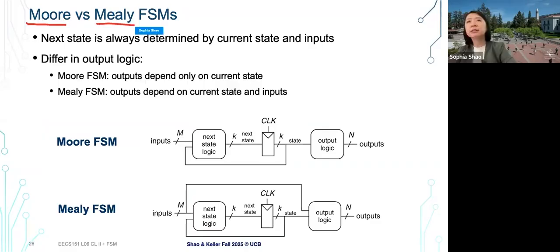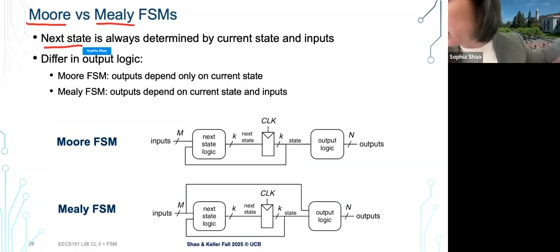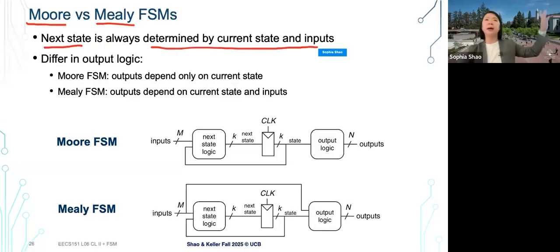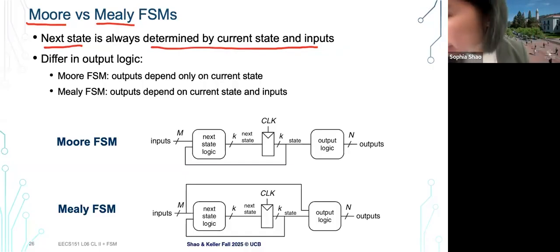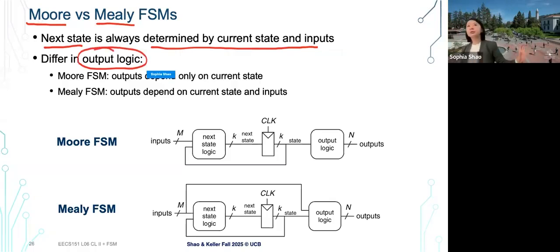You folks probably have seen that earlier. Typically we mentioned three elements, right? State element, combinational logic that calculates the next state, and combinational logic that calculates the output. For the next state, it's always clear. It's always determined by where I'm currently at, and also the current input that will tell me where I want to go next. But for the other combinational logic, where I want to produce output, there are two different styles of doing that.